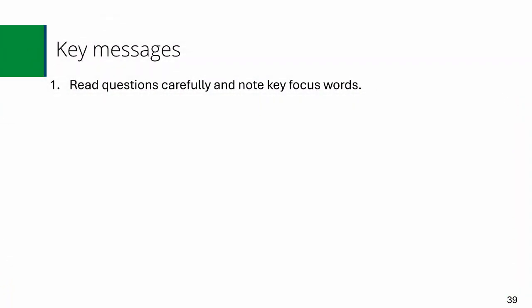To conclude, here are the key messages for teachers and students based on this review of student performance in the Summer 2024 Global Citizenship iPrimary exam. The first message is read the questions carefully, note the key focus words. Students are encouraged to underline or highlight the most important words throughout their paper.